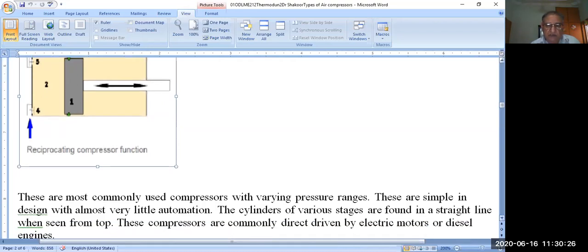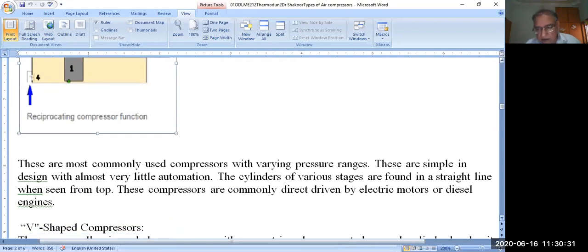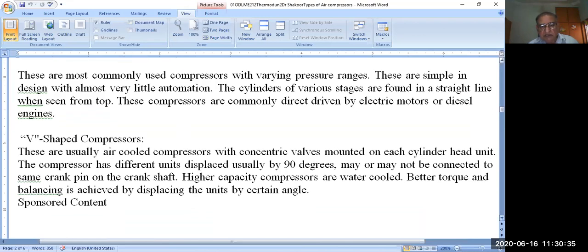And the piston rod moves with the help of a rotating crankshaft. These are the most commonly used compressors with varying pressure ranges. These are simple to design with very little automation.